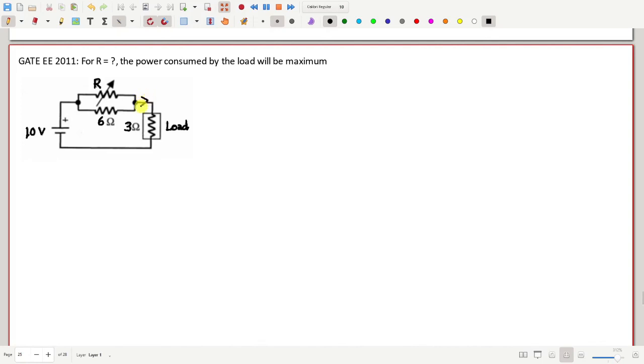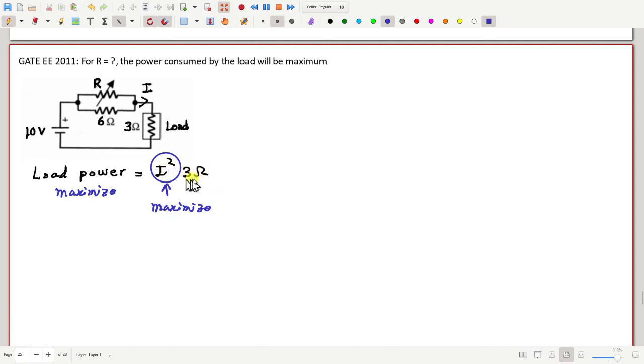Suppose I call this current I, then how much is load power? Load power is just I square into 3 ohm. Now to maximize this load power, we have to maximize this I square, or I, because 3 ohm is just a constant. So to get maximum load power, we should get maximum I.